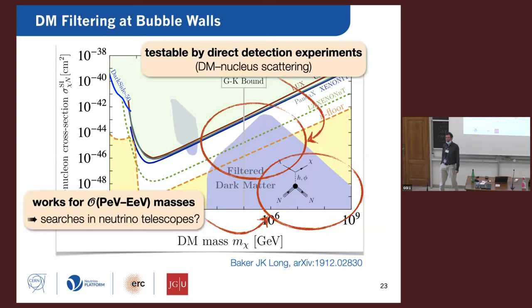What happens with standard model degrees of freedom here? Because there is a temperature above the model, you have a coupling to the Higgs. So as the wall moves, what happens to the standard model particles? In principle, of course, the temperature of the standard model particles is slightly affected by the fact that some energy from the dark sector is being dumped into the standard model.